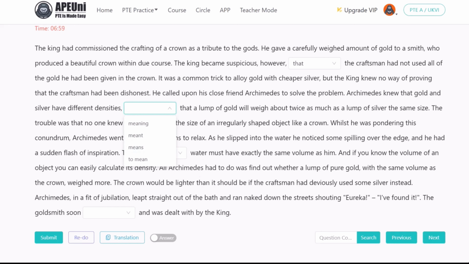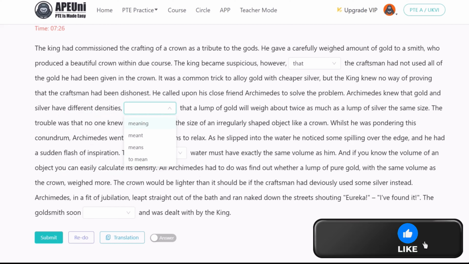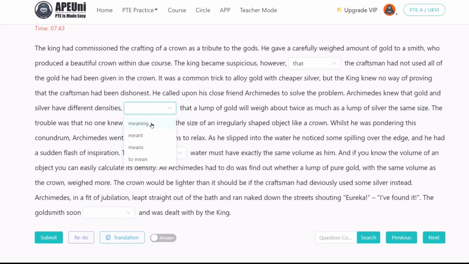The next one is means. Means indicates definition or purpose. Density means the mass per unit of volume. Not correct here because it doesn't fit the explanatory flow needed, right? Different densities. Let's see to mean. To mean refers to intention or purpose. He spoke clearly to mean that he supported the decision. Why is it incorrect? It implies intention, which is irrelevant in this context. So the correct option is meaning. Let's move to the next one.